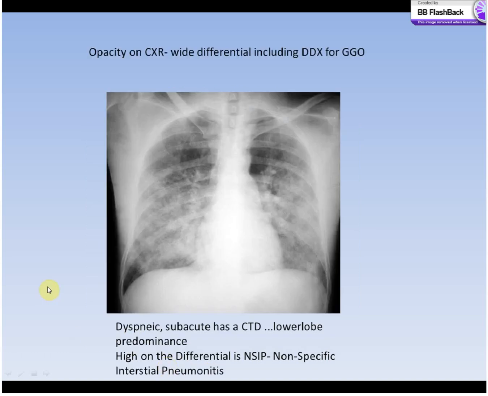NSIP is an idiopathic interstitial lung disease, and this is what it looked like on chest x-ray. You wouldn't be able to make that diagnosis from the chest x-ray, but you would, by history and physical and x-ray, moving on to a better test like the CT scan, be able to narrow that down, and this patient would go on to get a lung biopsy to confirm the diagnosis.